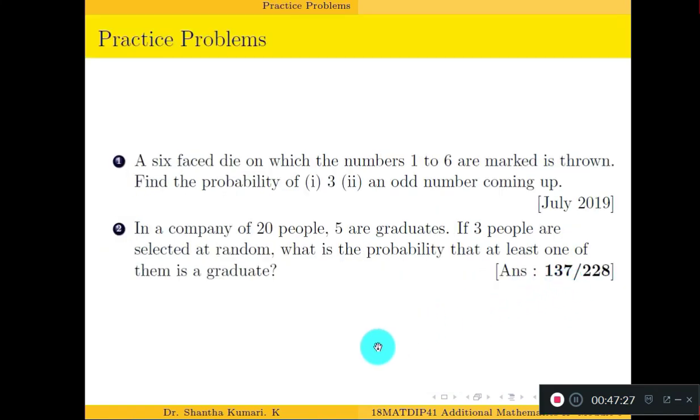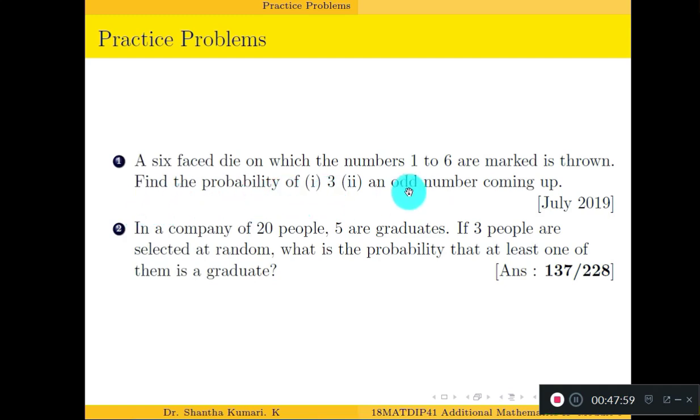Now just for your practice, today we discussed only simple problems, but if you understand the basic concepts and simple problems, then you can easily understand the remaining problems of this chapter. So, a practice problem for you. This is selected from the question paper. A 6-faced die on which the numbers 1 to 6 are marked is thrown. Find the probability of getting 3.